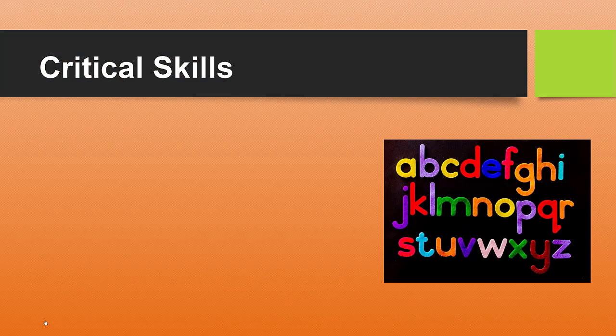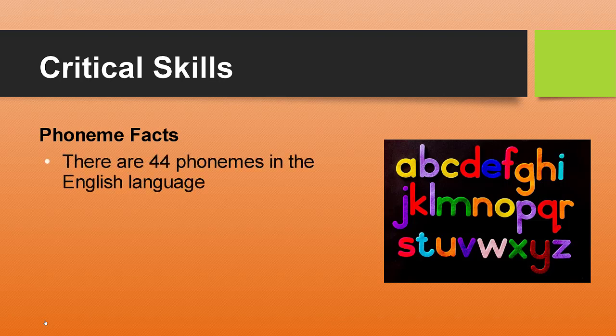So let's continue on looking at critical skills. And one of those critical skills is understanding phonemes. A phoneme is simply the smallest unit of sound within a word. And there are 44 phonemes within the English language. These are the 44 sounds that comprise the sounds within words.